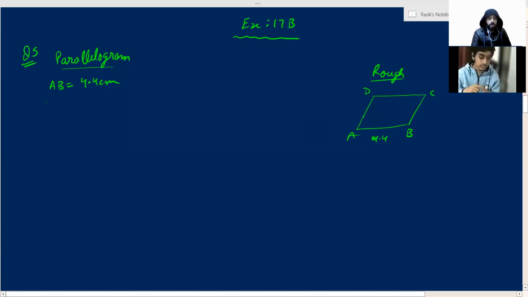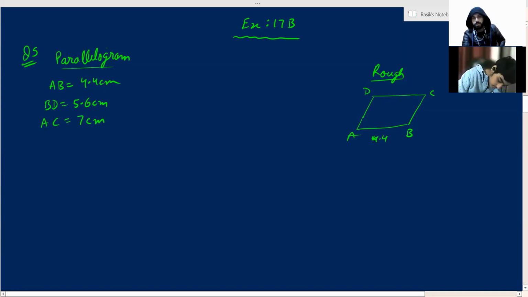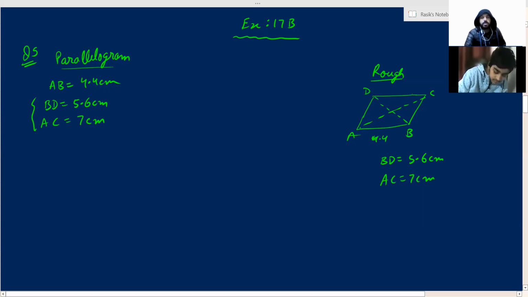If the diagonal BD is 5.6 centimeters, then the length of the diagonal AC is 7 centimeters. So these are the two diagonals. You can see I have written BD and AC. Look at the figure: BD is a diagonal, AC is a diagonal. So the lengths of both the diagonals are given: BD equals 5.6 and AC equals 7 centimeters.